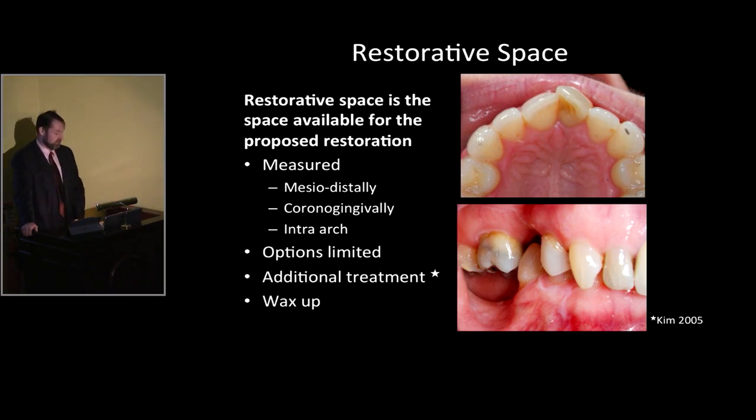So, for example, you can see in this particular patient here, if this tooth is to be lost, can an implant be placed here? Is there enough space to allow placement of a dental implant? Is there enough space here to place an implant-supported crown or a tooth-supported bridge? Do we have enough restorative space, or do we need to do something to the remaining occlusion? A lack of restorative space will limit your options and may require additional treatment.